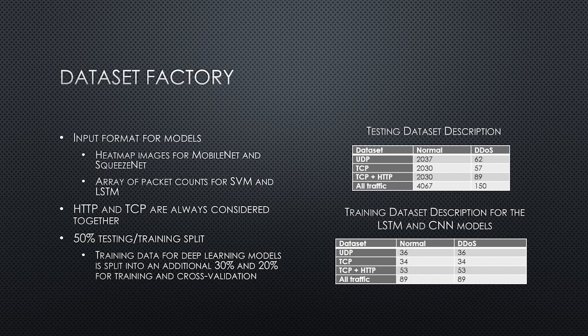Additionally, the training dataset for the deep learning models was downsampled so that the normal traffic class was evenly represented with the attack data class. This was done because deep learning models often grow biased towards the class that has the most representation in the training dataset, which can have a negative effect on their accuracy.